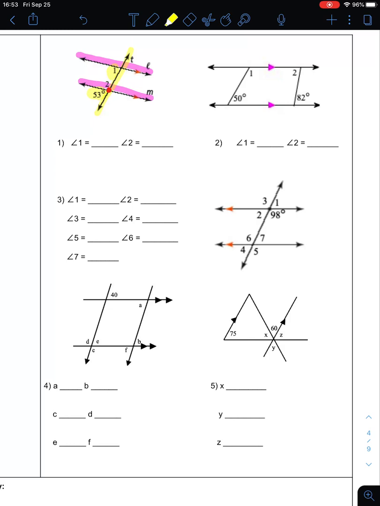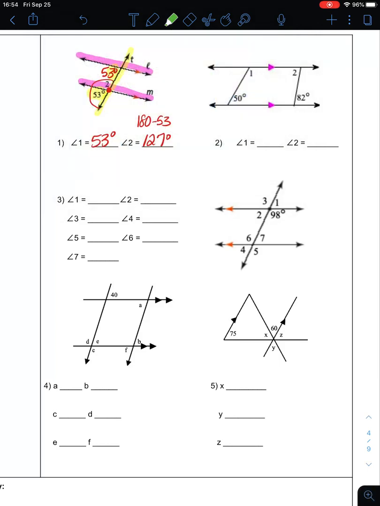If you saw angle 1 first, then you would know that angle 1 and the 53-degree angle are corresponding angles. And so that means that angle 1 has to also be 53 degrees because they're corresponding. Now, you might have seen angle 2 first and recognized that angle 2 and the 53-degree angle are a linear pair. So if they're a linear pair, you would take 180 and subtract 53 and get 127. So 180 minus 53 is 127.